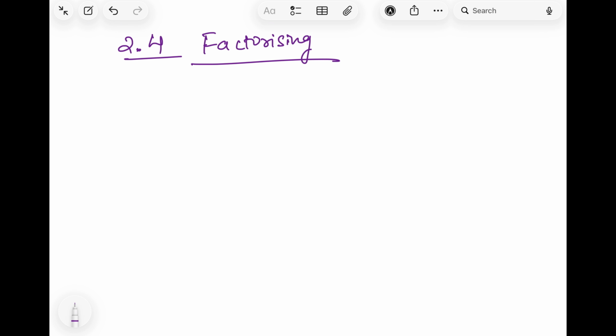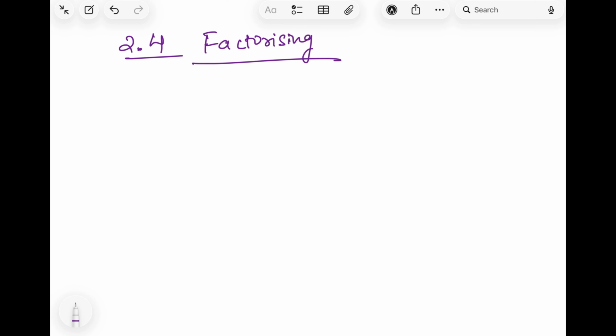I hope you remember and you have checked the previous video. In that we have finished the first 3 subtopics, and those subtopics are: first was constructing expressions, second one was using expressions and formulae, and the third is expanding the brackets. Now the fourth is factorizing.